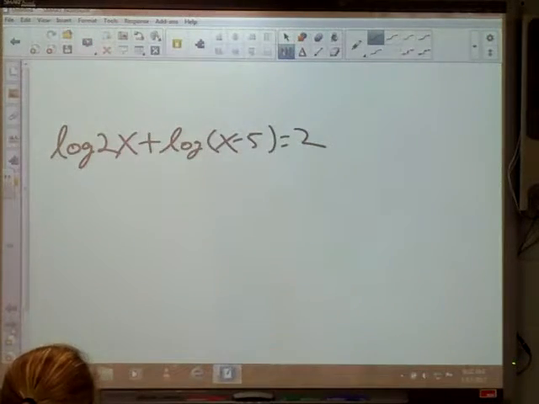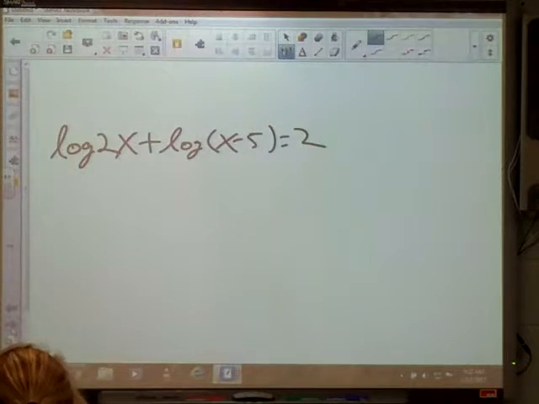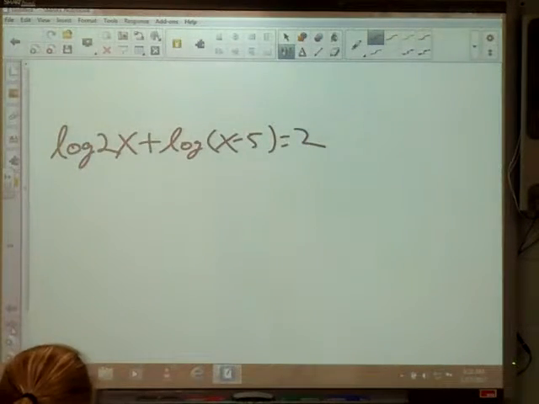And we did one earlier that had two logs, but it was on different sides of the equal sign. So we could say the log was equal to the log, right? This one, they're on the same side of the equal sign, so that's not an option. So when you've got more than one log on the same side of the equal sign, you're going to see if you can condense that down to one log.